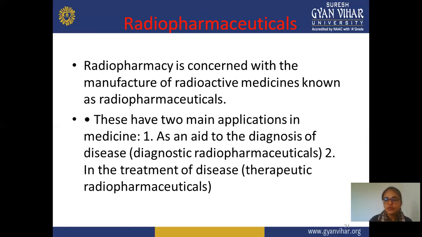Next is the treatment of a disease, using therapeutic radiopharmaceuticals. So radiopharmaceuticals are divided into two parts: diagnostic radiopharmaceuticals and therapeutic radiopharmaceuticals. Diagnostic ones are used to diagnose a disease or disorder the patient is suffering from. Therapeutic ones mainly act as a treatment or medication that helps to cure the disease, providing a therapeutic effect to that particular patient.